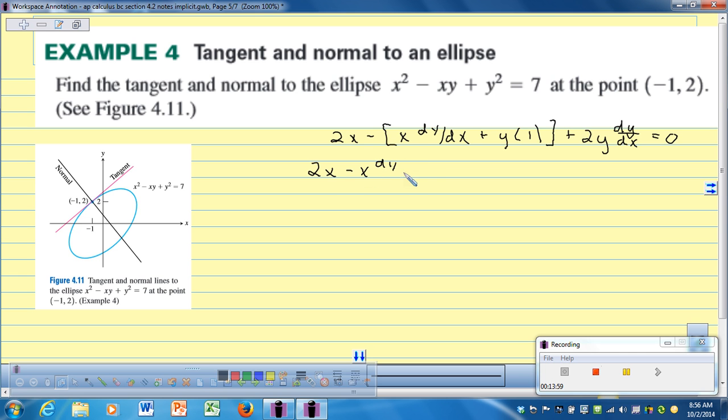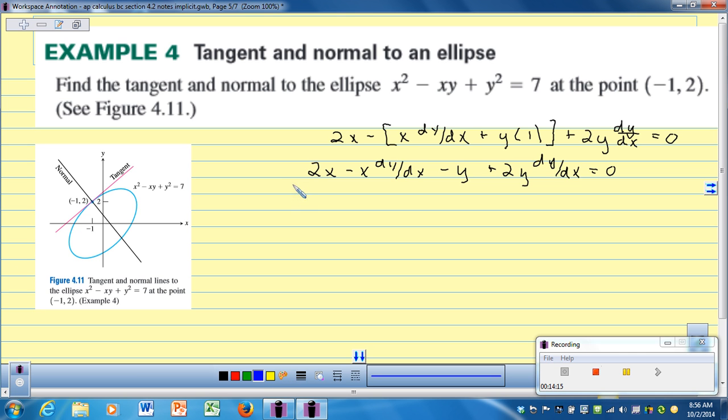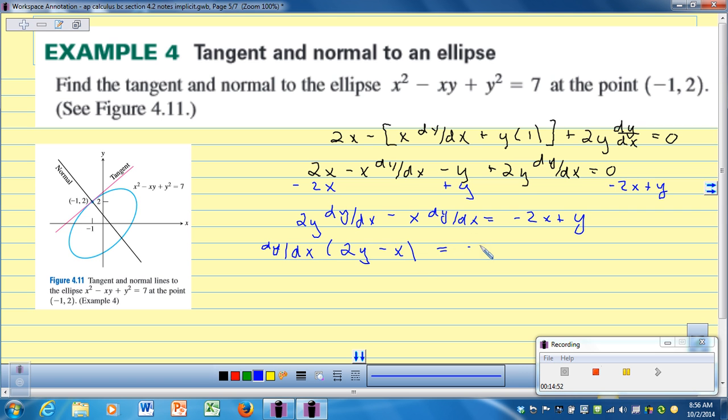Let me distribute my negative. 2x minus x dy/dx minus y plus 2y dy/dx equals 0. Now we're going to separate things, so I'm going to move the 2x and the y to the other side. And now I have, I'll write it in this order just so it's nicer to see, 2y dy/dx minus x dy/dx equals negative 2x plus y. What's next? Factor dy/dx out in front. 2y minus x equals negative 2x plus y. Divide by the 2y minus x.